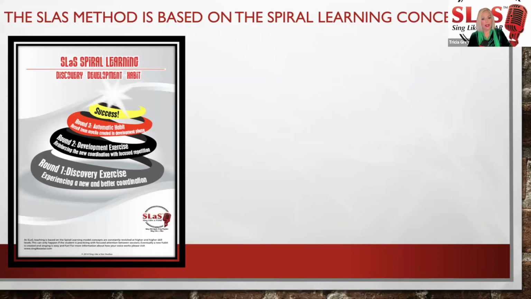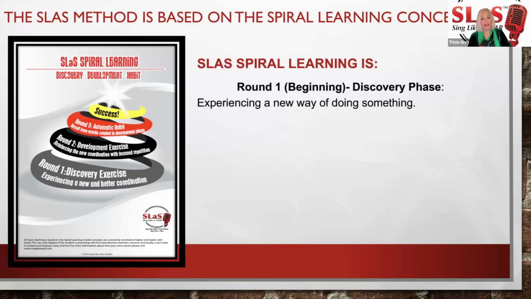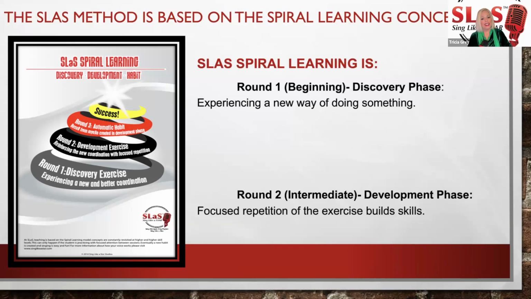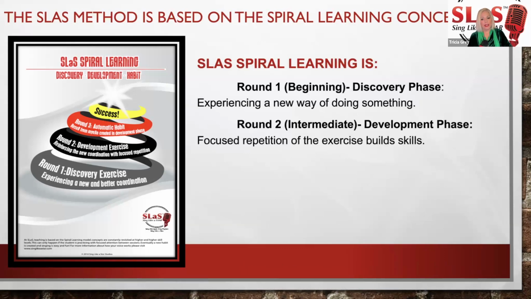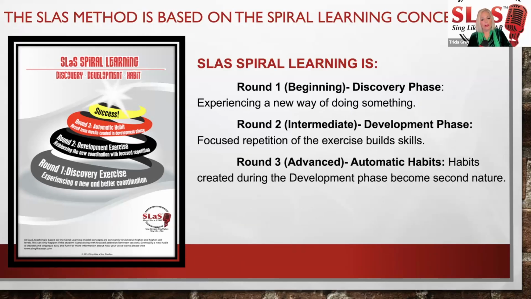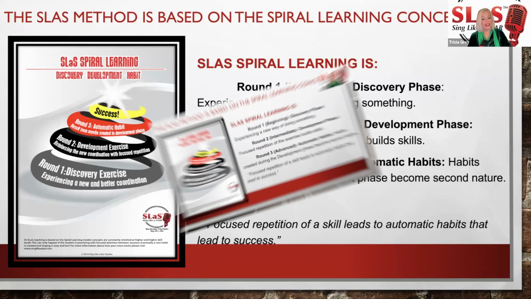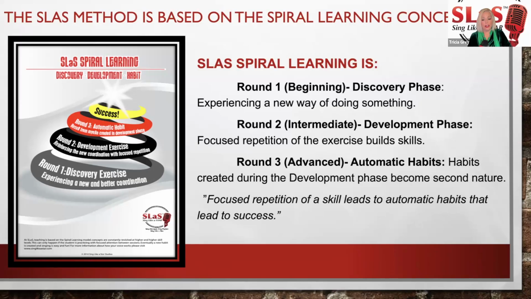The SLAS method is based on the spiral learning concept. Spiral learning is: round 1 is the beginning round. It's the discovery phase. You're experiencing a new way of doing something. Round 2 is the intermediate phase, development. Focused repetition of the exercise builds skills. And round 3 is the advanced level, automatic habits. Habits created during the development phase become second nature. Focused repetition of a skill leads to automatic habits that lead to success.